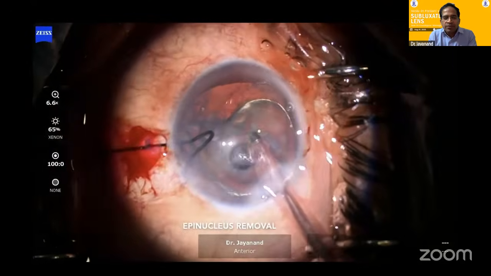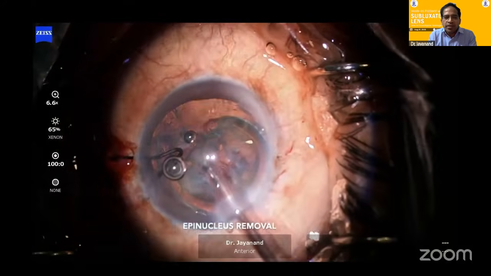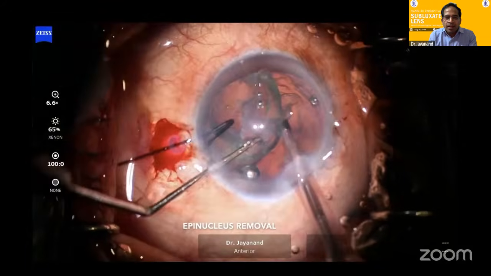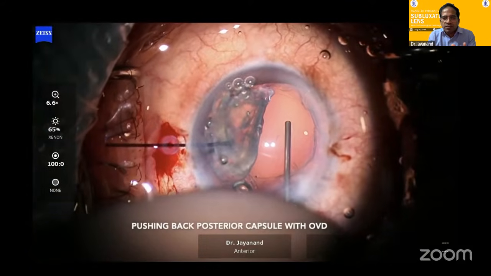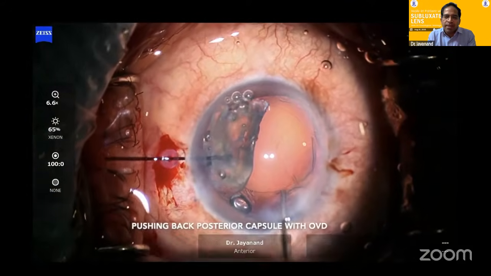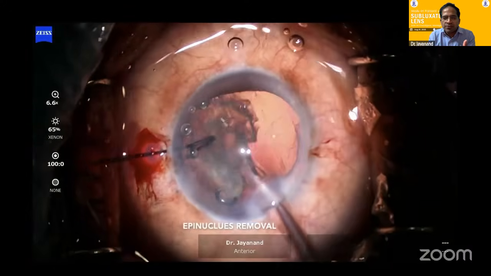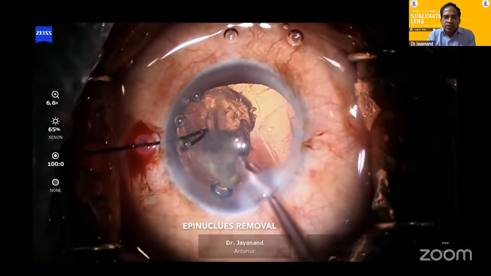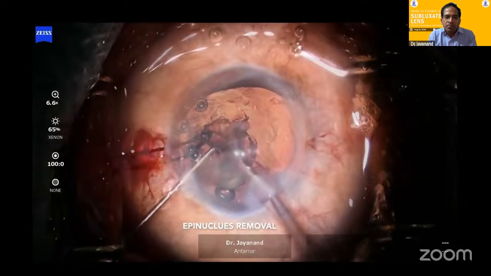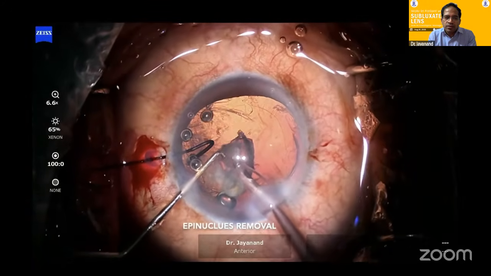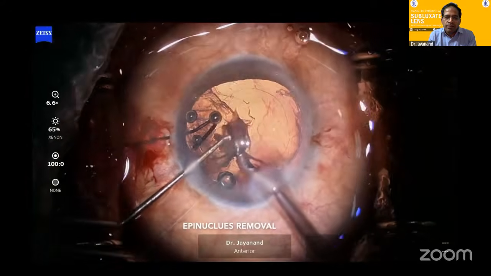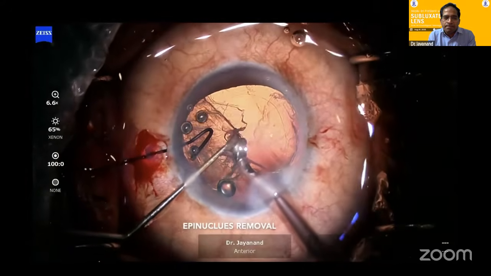So after that, I am carefully removing the rest of the epinucleus. And care has to be taken because you have to keep forming the bag so that the posterior capsule shouldn't come into your phaco probe or IA probe. And with slow parameters, the completion of the epicortical plate was possible.